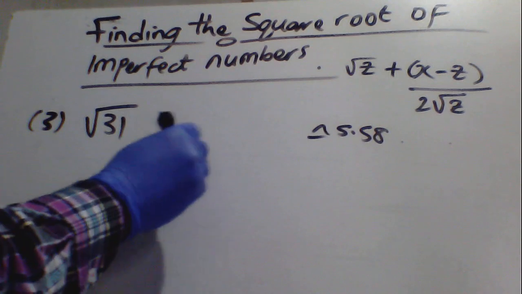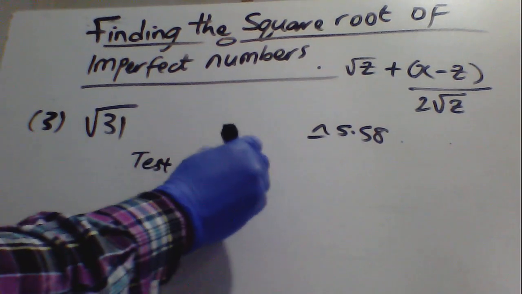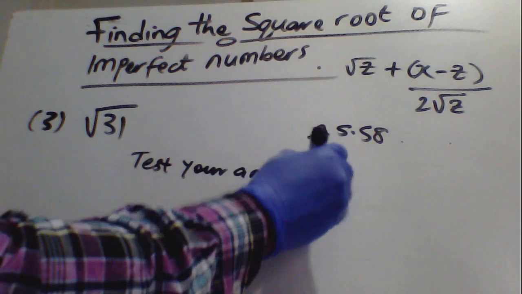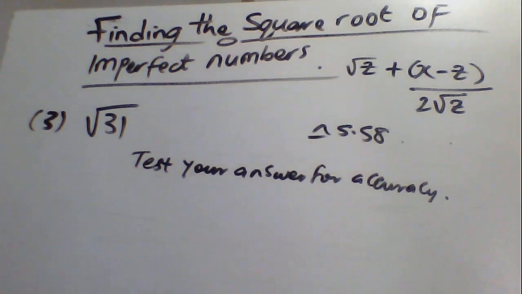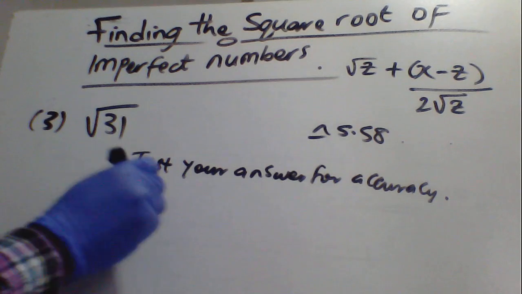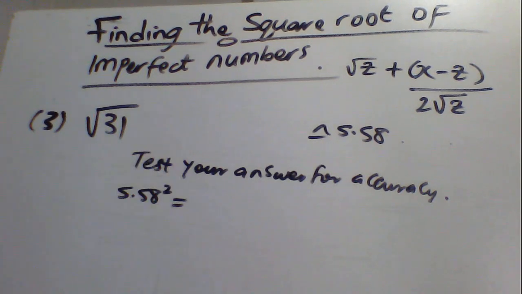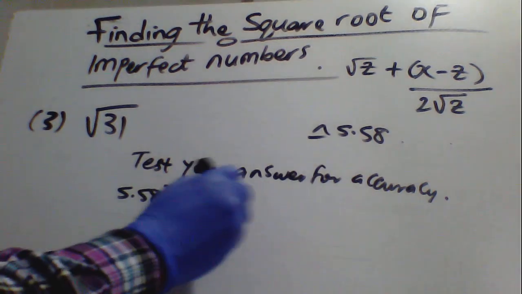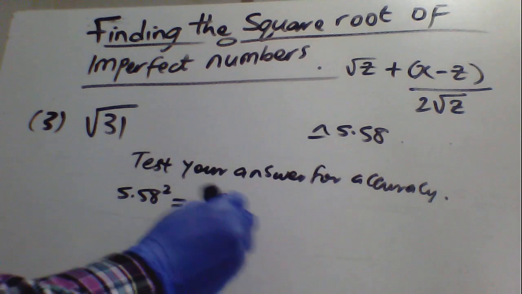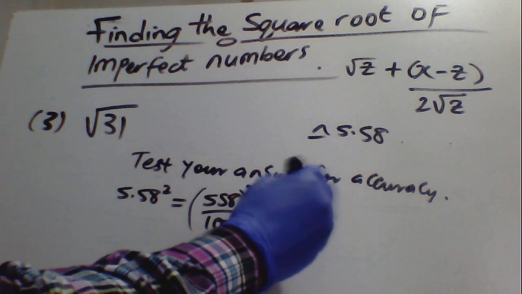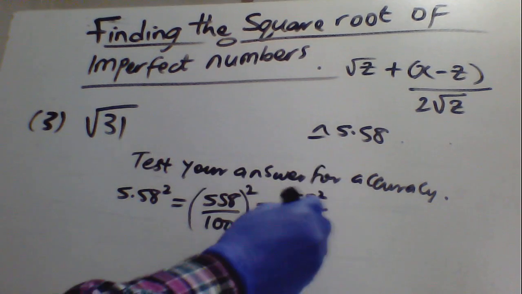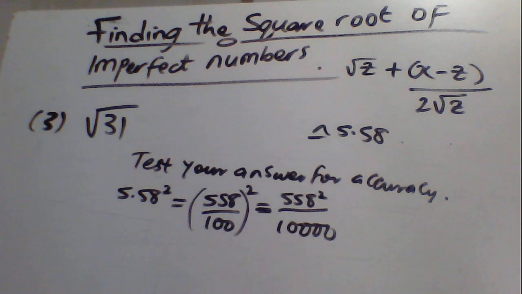So test your answer for accuracy. The next step is to square this answer, 5.58 squared. In this case, you have 558 divided by 100 squared, and this will give us 558 squared divided by 10,000. So what is the next thing you have to do?